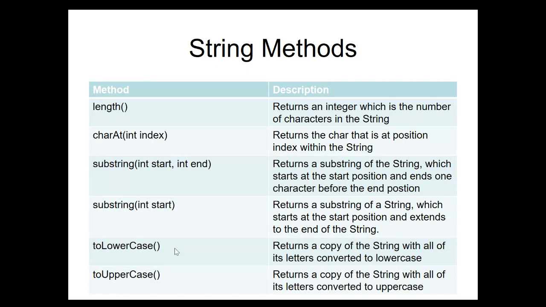Now, toUpperCase and toLowerCase, those methods are going to return a copy of the string with all of the letters converted to either lowercase or uppercase appropriately. The tricky thing here that I want to show you is that it returns a copy of the string, which means that it doesn't change the original string. So it leaves that one alone, but returns you a brand new string, which you can store in another variable if you want, or just print it directly.